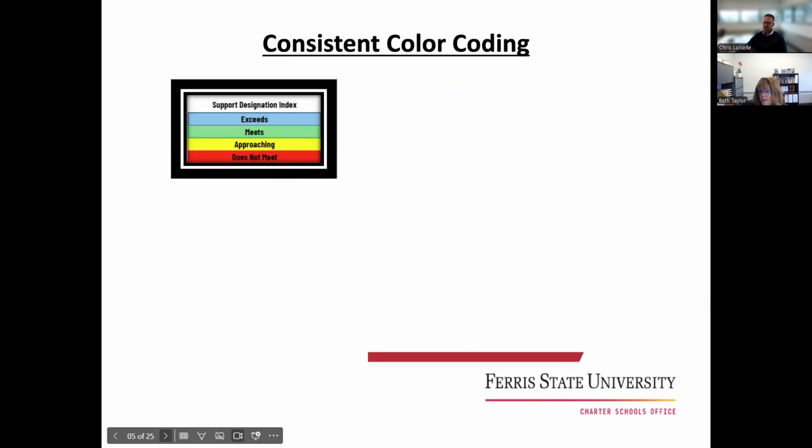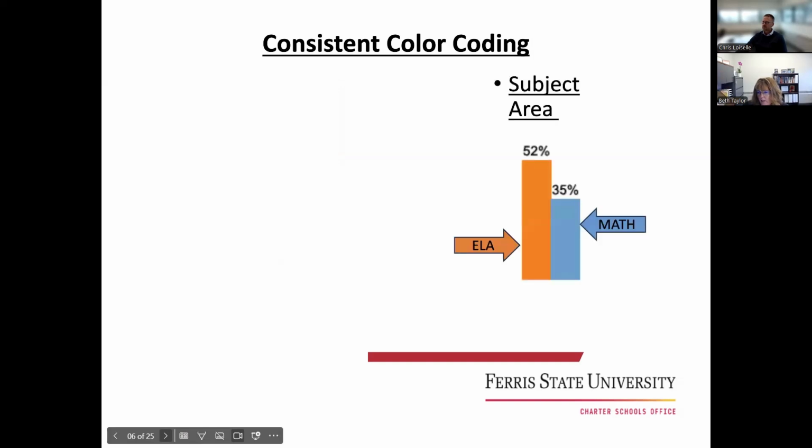Okay, so let's take a look at the consistent color coding we have in place. There's 3 parts to this. The first part is the support designation index. And you will notice that this does follow the same color coding as you would find, for example, on an NWEA report. Blue marks that you've exceeded your target. Green is meets. Yellow is approaching. And red is does not meet. For all subject areas here that we're looking at, ELA will always be in orange and math will always be in light blue.